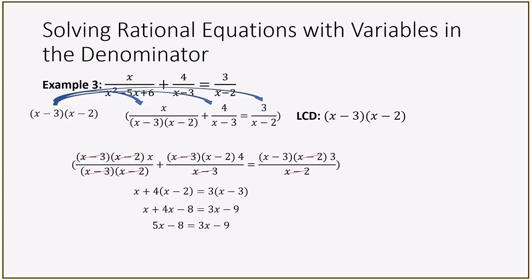Combine like terms on the left side. I move the 3 over. I add the 8 to the other side. So 5x minus 3x gets me 2x. Negative 9 plus 8 gets me negative 1. I divide both sides by 2, I get x is equal to negative 1/2.